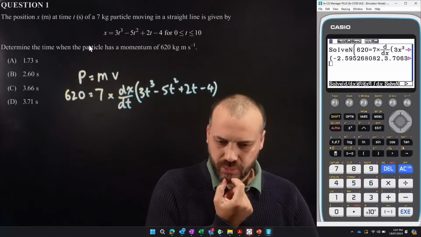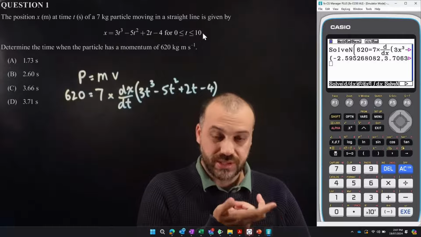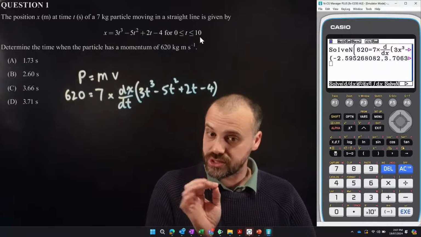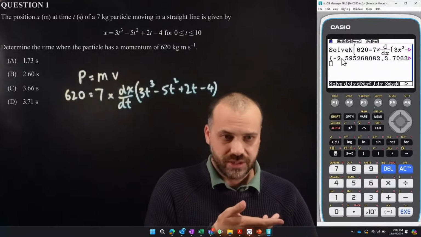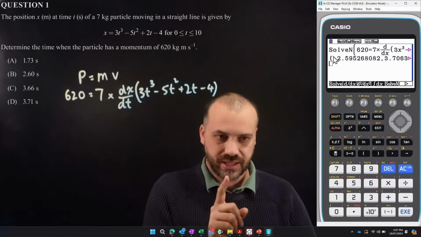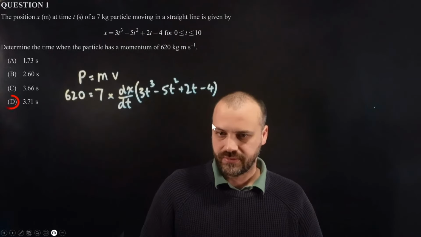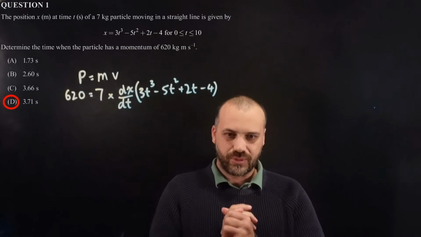Determine the time when the particle has a momentum of this. We're told that time is between 0 and 10. So in this question, time cannot be negative. So we can disregard our negative 2.59. And so our answer is 3.706, which is close enough to 3.71.